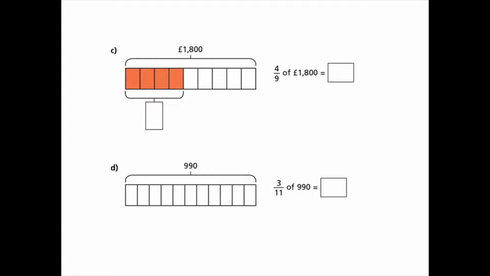So here are just some examples you can try on your own. We've got 4 ninths of 1,800 and 3 elevenths of 990. Try those problems now on your own. Divide by the denominator, then multiply by the numerator and see if you get the answer.